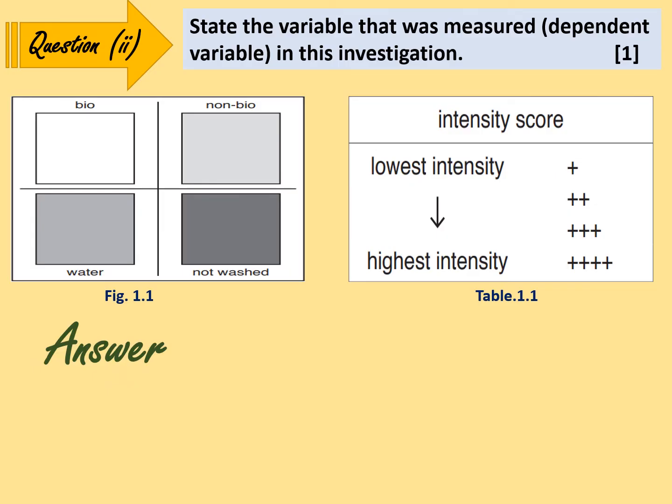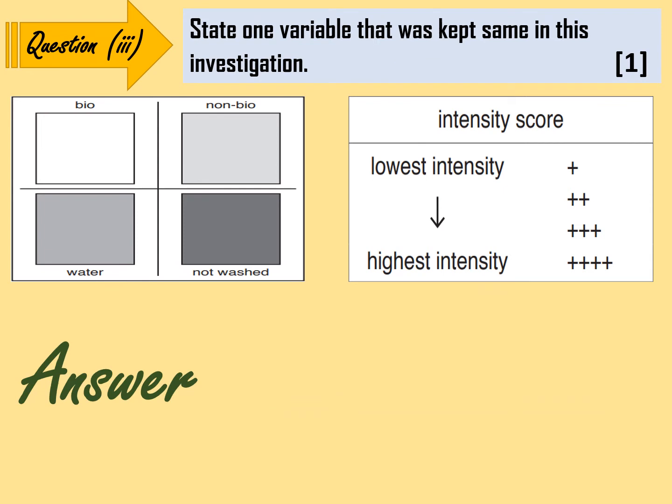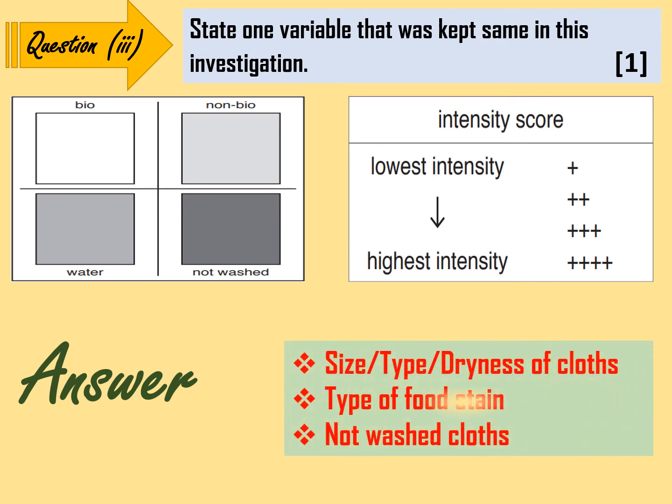We are moving toward the question. The question is: state the variable that was measured, the dependent variable, in this investigation. So in this investigation, we measured the amount or intensity of the stain as the dependent variable. Now the second question: state one variable that was kept the same in this investigation. It was the size, type and dryness of the clothes, the type of the food stain, and the not washed cloth. They were kept the same because they can affect our results. So you can write any one for the 1-mark answer.